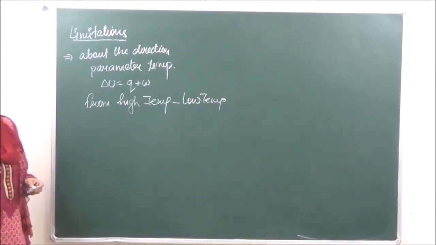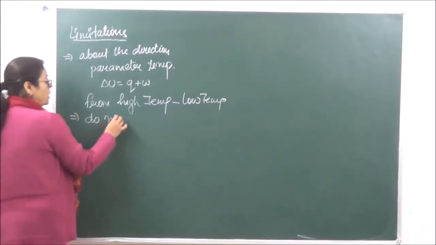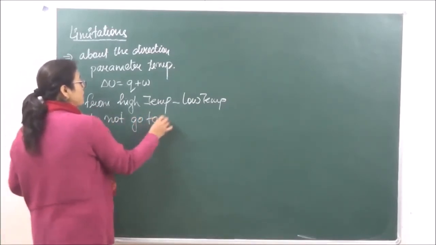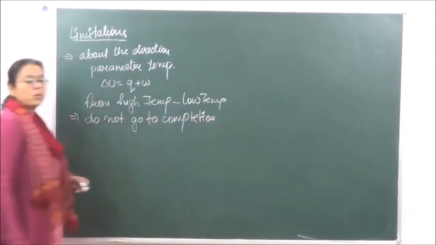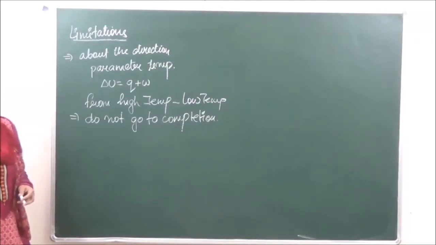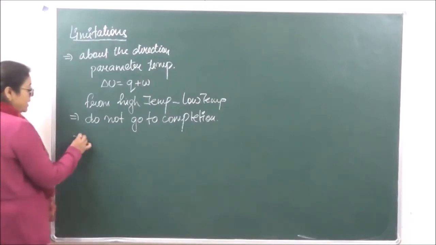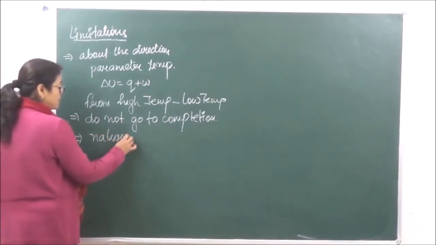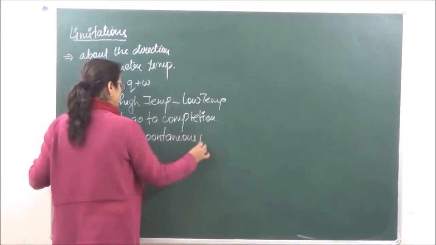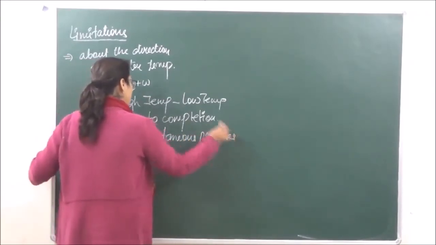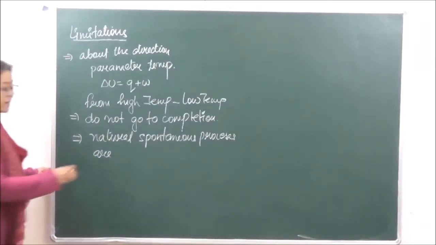Second चीज जो इसकी limitations है, it does not explain why chemical reactions do not go to completion. कि why any chemical reaction that is not going towards the entire formation of products. ठीक है? Then number 3, this law does not explain why the natural spontaneous processes, any natural spontaneous process, they are irreversible.